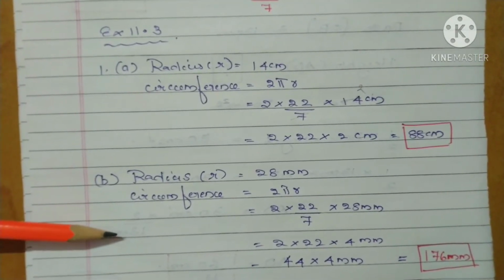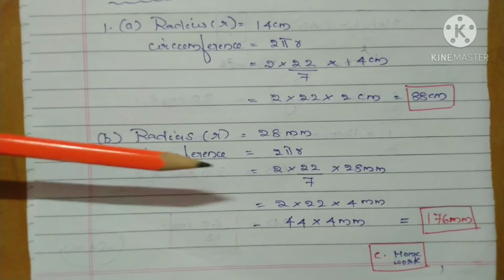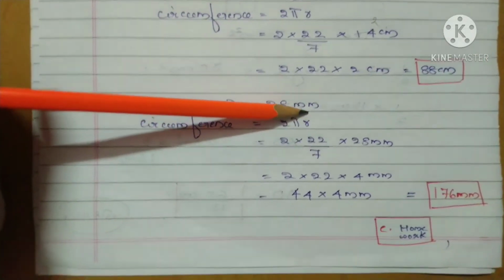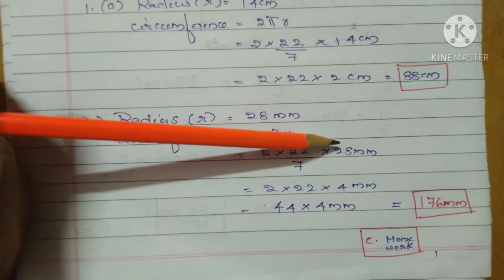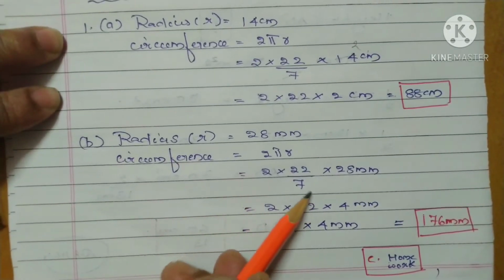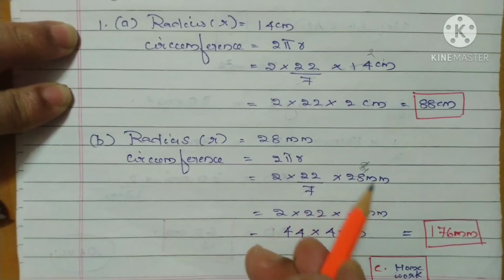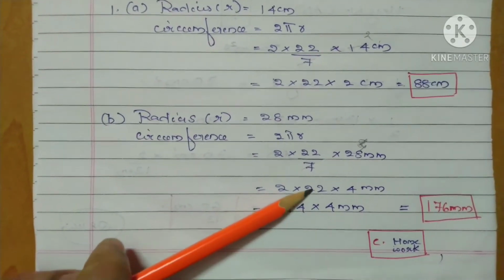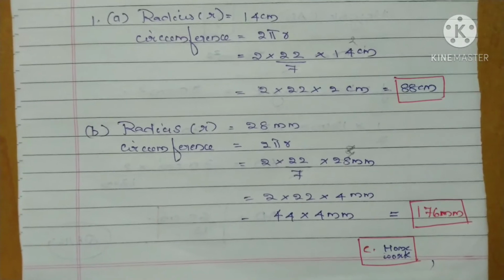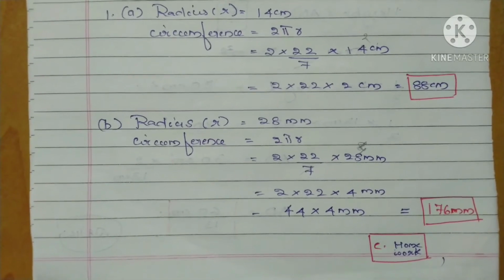So the circumference in the first question is 88. Now second question, here the radius is given, 28 millimeter. The same way, circumference means 2 pi r. You have to write down the formula and substitute the values. Pi is 22 upon 7 and r is 28 millimeter. We can simplify like this, 7 4s are 28. So 2 into 22 into 4 millimeter. When we multiply, we get 176 millimeter. And question number C is homework.